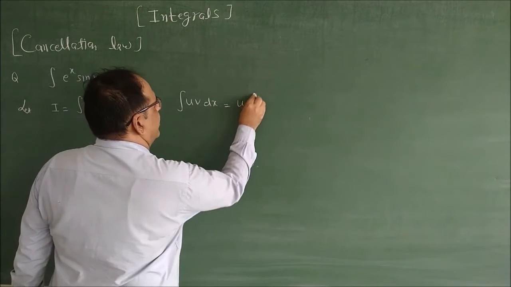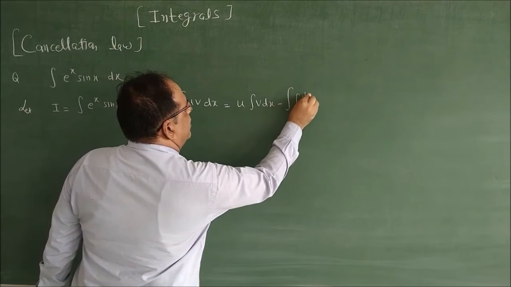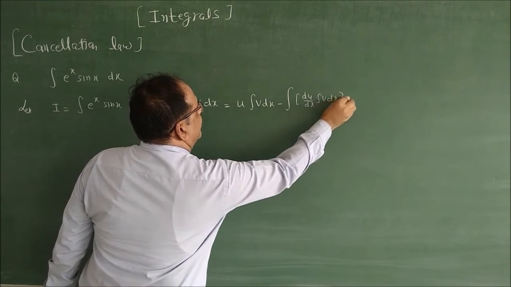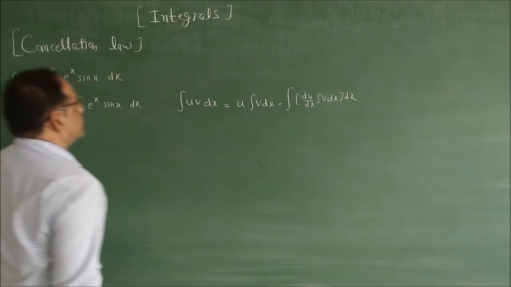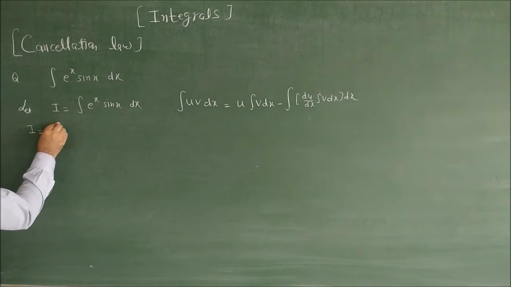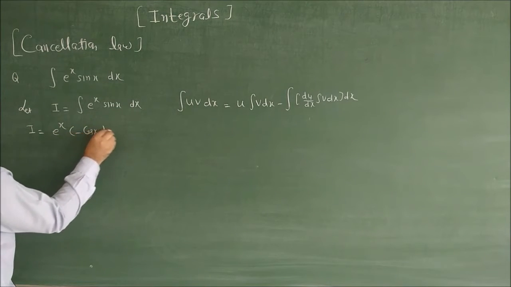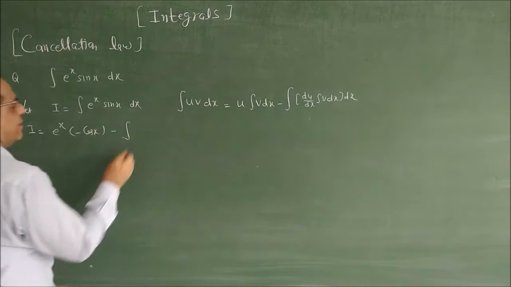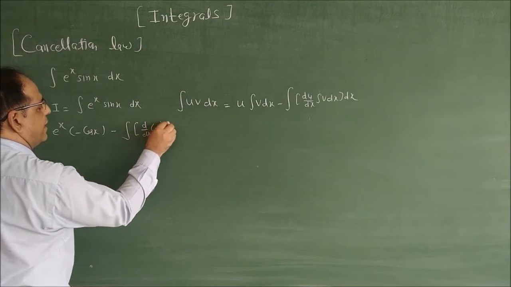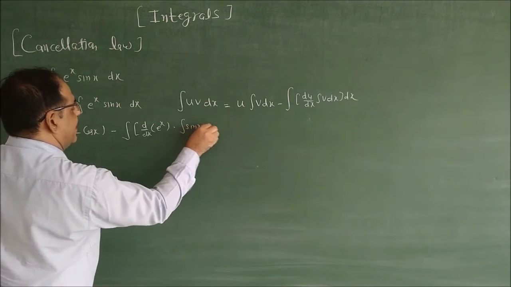So u integral of v dx minus the whole integral of du over dx times integral of v dx. So I equals e to the power x times integral of sin x, which becomes minus cos x, minus the whole integral of the differential of e to the power x into the integral of sin x dx.